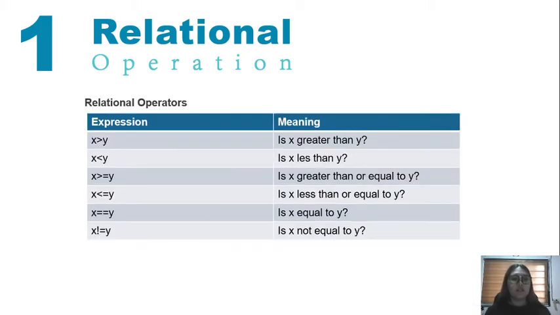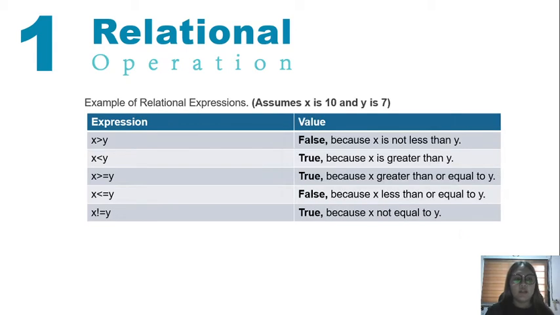Okay, so this is the example of relational operators in characters. So x is greater than y, is x less than y, is x greater than or equal to y, x less than or equal to y, and x is equal to y, or x is not equal to y. So example of a relational expression.